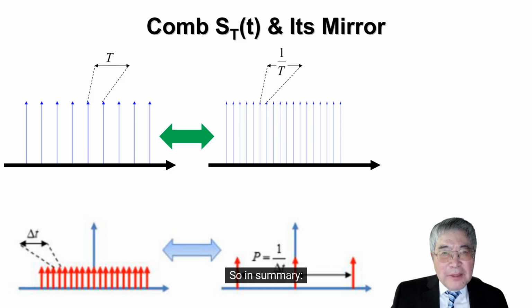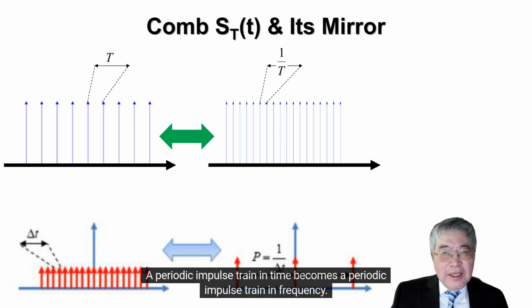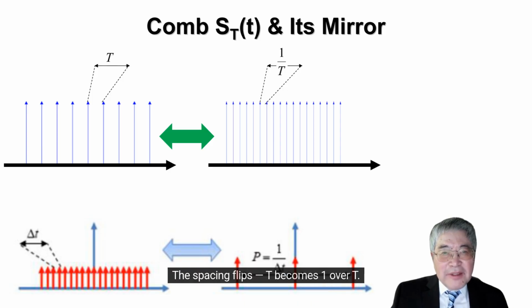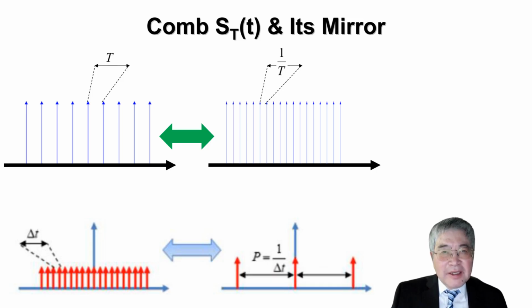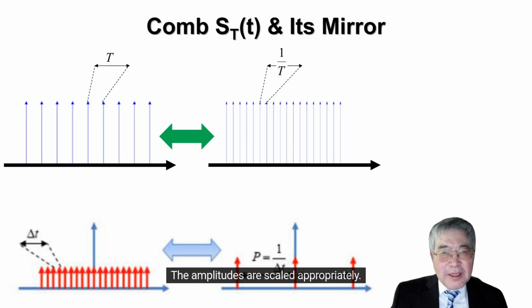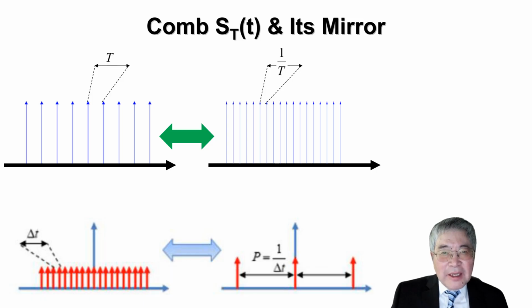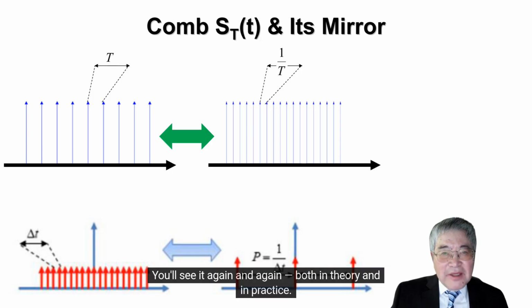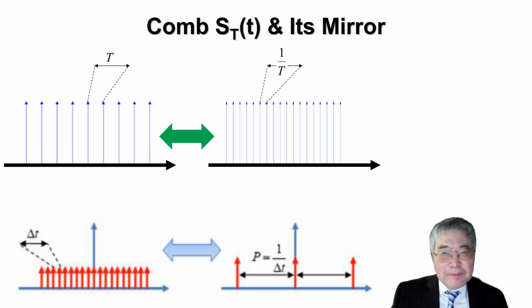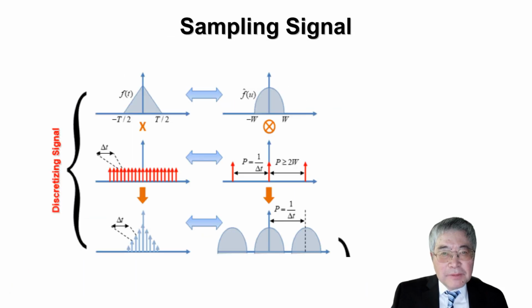So in summary, a periodic impulse train in time becomes a periodic impulse train in frequency. The spacing flips, T becomes 1 over T. The amplitudes are scaled appropriately. This relationship is so central to sampling, reconstruction, and many other applications in signal processing. You'll see it again and again, both in theory and in practice.